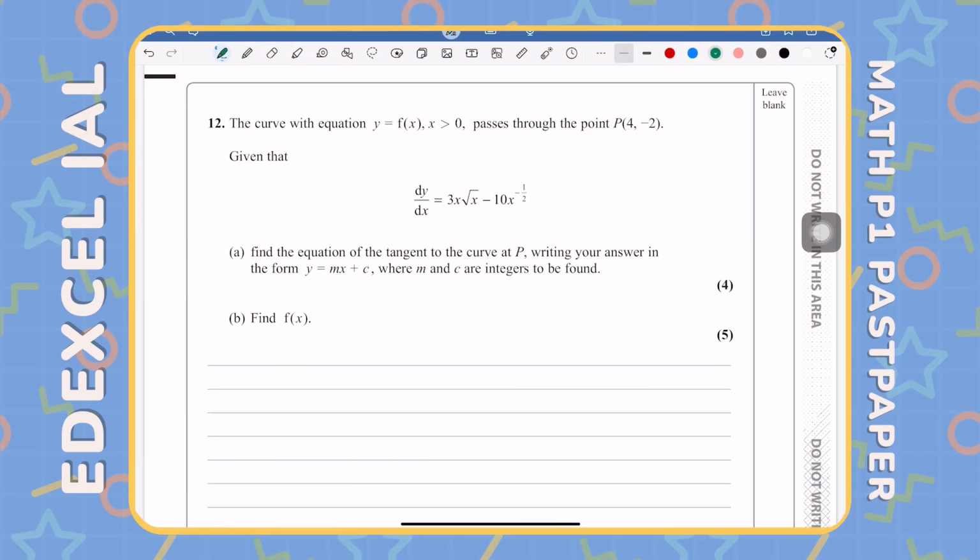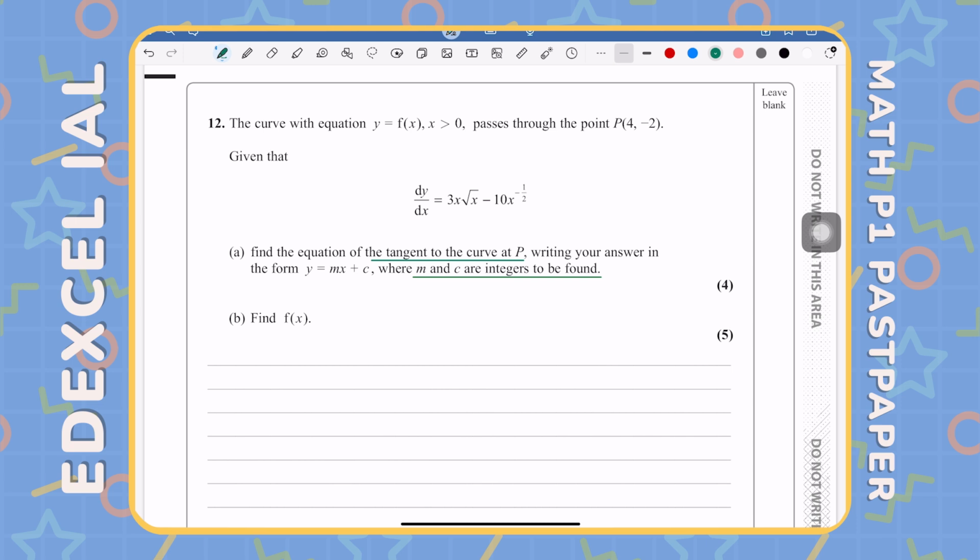Alright, so here we are, the final question. Let's see what this says. The curve with equation f of x where x is greater than 0 passes through the point. So we're given the point through which the curve passes, and we're given dy by dx. Find the equation of the tangent to the curve at P, writing the answer in the form so and so, where m and c are integers to be found.